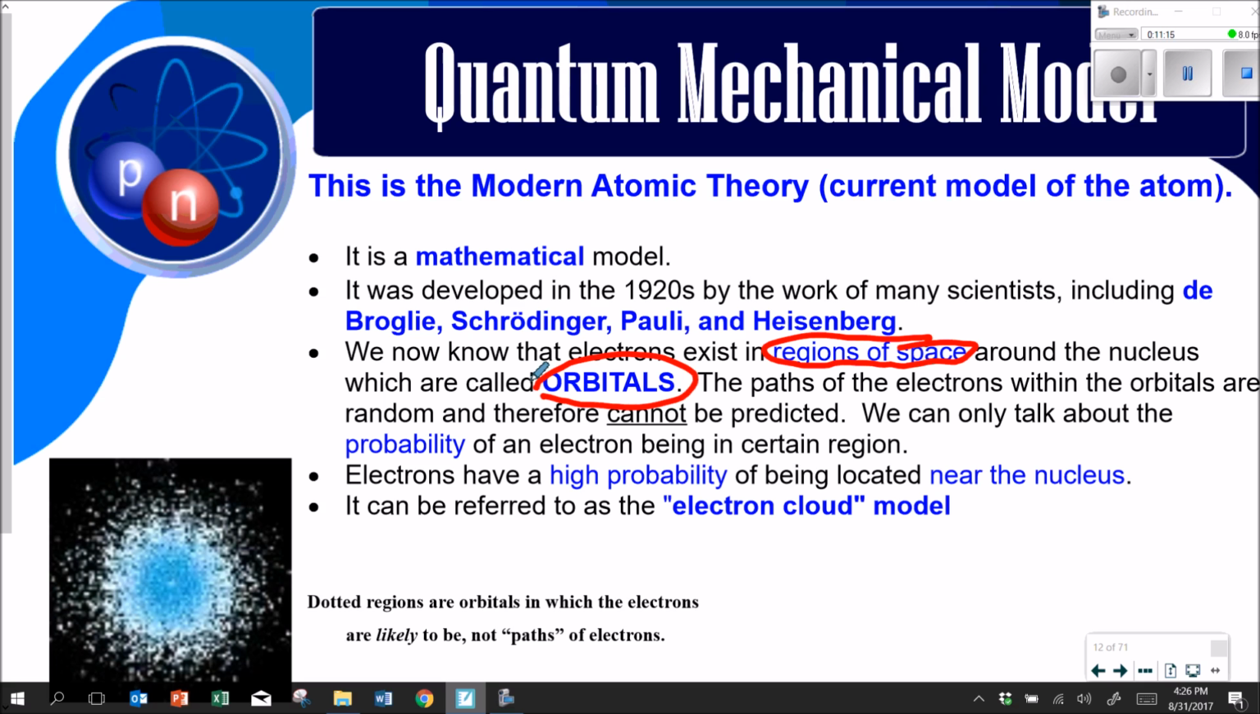And the paths of the electrons are random and cannot be predicted. We can only talk about the probability of an electron being in a certain region. If you look at the model here, electrons have a higher probability of being located nearer the nucleus, and you can see the blue is denser close to the nucleus, and further away we have less probability of finding an electron, and you can see it's less dense. This is also referred to as the electron cloud model.